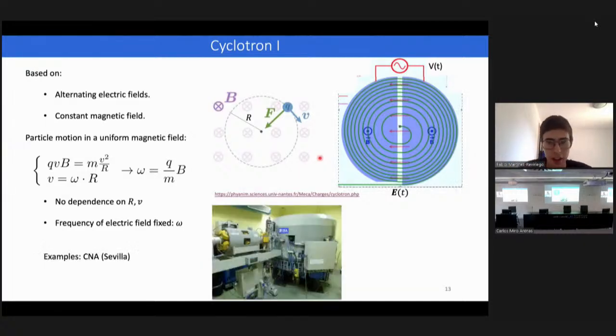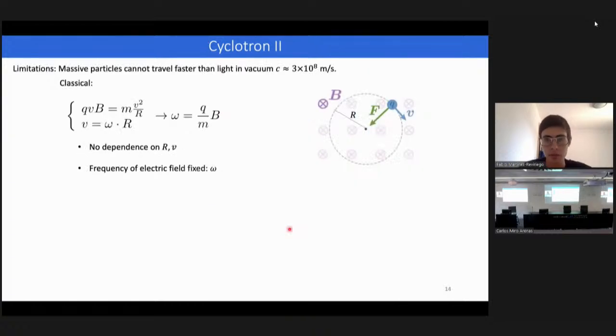An example of a cyclotron can be found in the CNA in Sevilla. Here you can see a picture of it. And we can say, okay, if we make a cyclotron big enough and with a magnetic field large enough, we can reach whatever energy we want. But this is not true because, as we know, massive particles cannot travel faster than light in vacuum, which is around 3 × 10⁸ meters per second. So these equations that we solved before are true in the classical regime, when the particle's velocity is much lower than the speed of light.